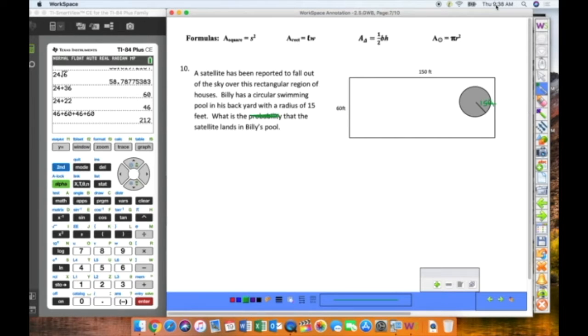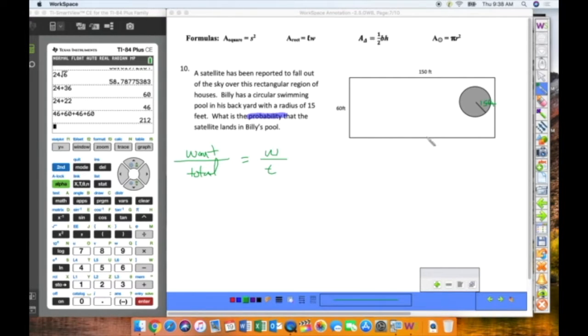I didn't grab a highlighter there, sorry, but probability is what they were wanting us to find. Probability is a very simple thing to find. The way I define probability is what you want to have happen divided by the total possibilities. So I will abbreviate it as want over total. It's what you want to have happen divided by total possibilities. So what's the probability that the satellite lands in Billy's pool?